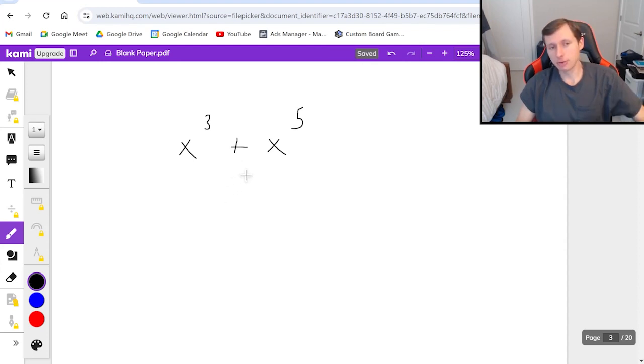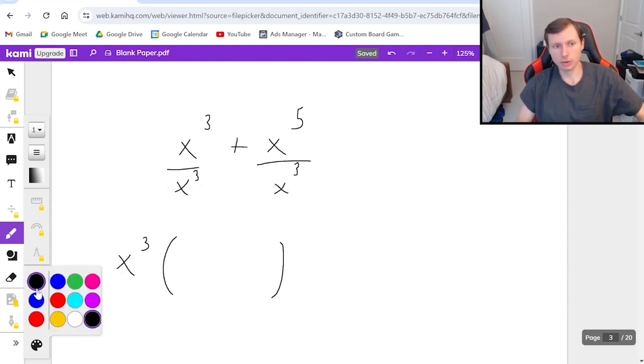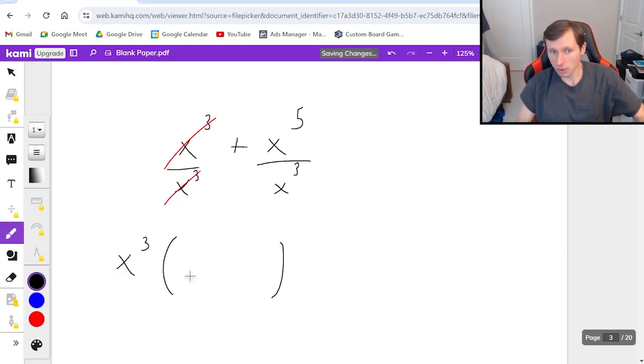So what I'm going to say for this one is the biggest thing that both these terms have in common is an x cubed, because they both have at least an x cubed. So I have to divide both of these by x cubed. Now for the first one, x cubed cancels entirely, which means you're not left with 0, you're left with 1. Very different. You'll never be left with 0 in these problems.